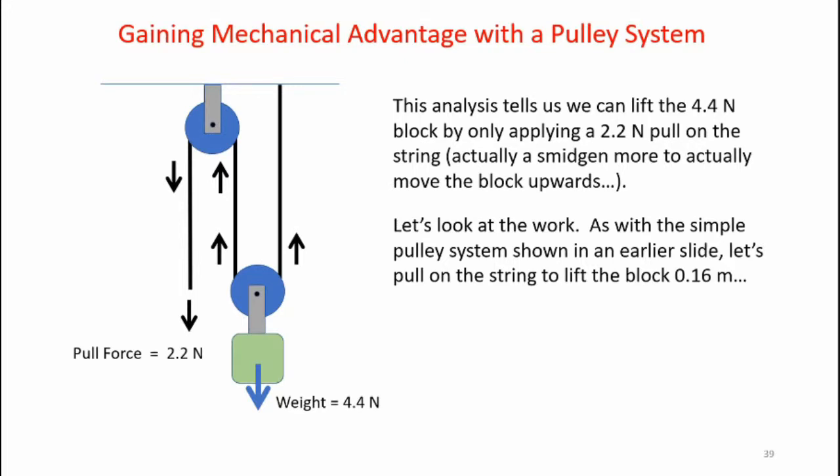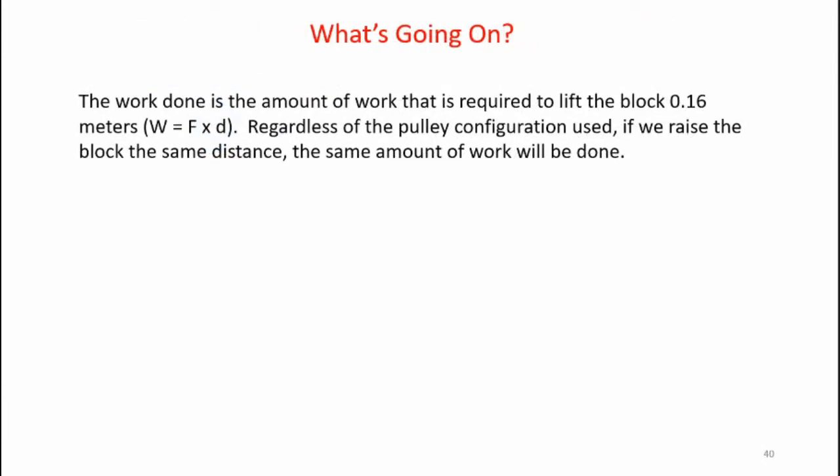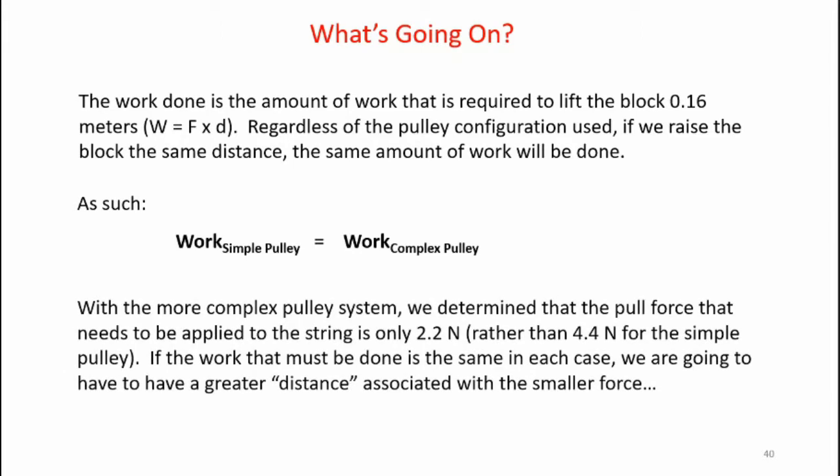As in the simple pulley system shown earlier, let's pull on the string to lift the block 0.16 meters. The question is, how far down do we have to pull the string in order to raise the block 0.16 meters? Now, the work done is the amount of work that is required to lift the block 0.16 meters. Of course, work is equal to force times distance. Regardless of the pulley configuration used, if we raise the block the same distance, the same amount of work will be done. As such, the work for the simple pulley is equal to the work for the complex pulley because we're lifting the same block the same distance.